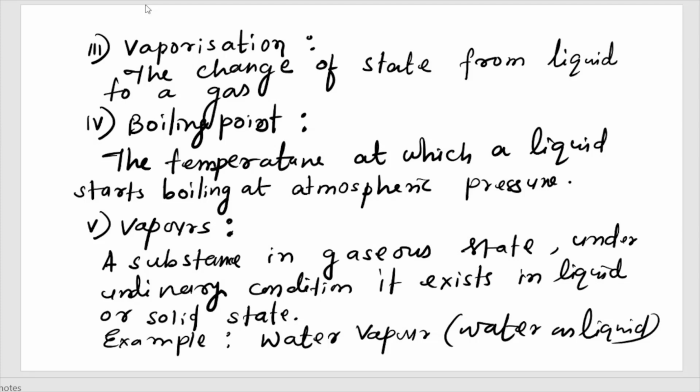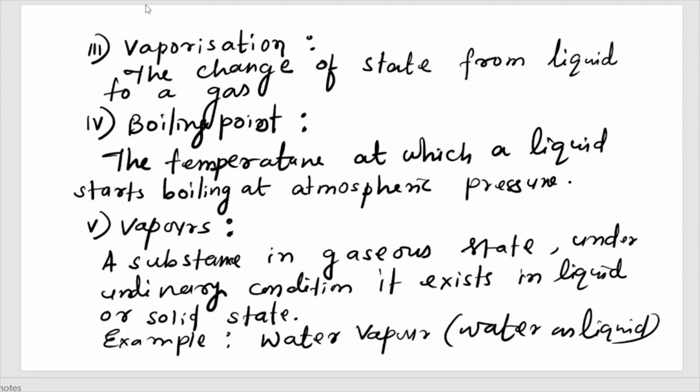So what is the boiling point? The temperature at which a liquid starts boiling at atmospheric pressure is called the boiling point. Then what are vapors? A substance in the gaseous state under ordinary conditions that exists in liquid or solid state. When you boil water in a beaker, you can observe something coming from the beaker. That is not gas, it is called vapor. For example, water vapor, where water is the liquid.